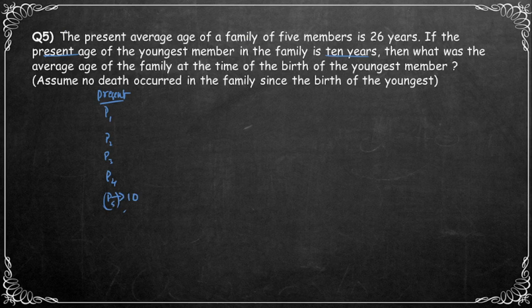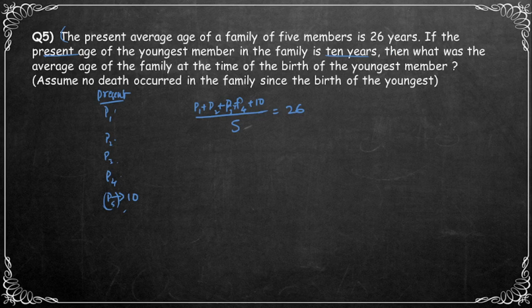Now they say that the present average age of the family. So average age is nothing but sum divided by number of members. So sum is P1 plus P2 till P4 plus 10. Okay, this is P3 plus P4 plus 10 divided by number of family members, which is 1, 2, 3, 4, 5 is equal to 26.